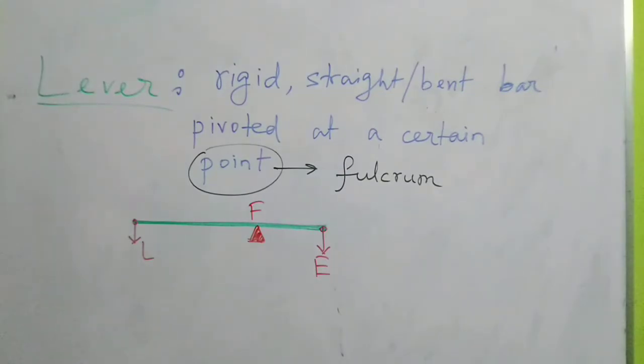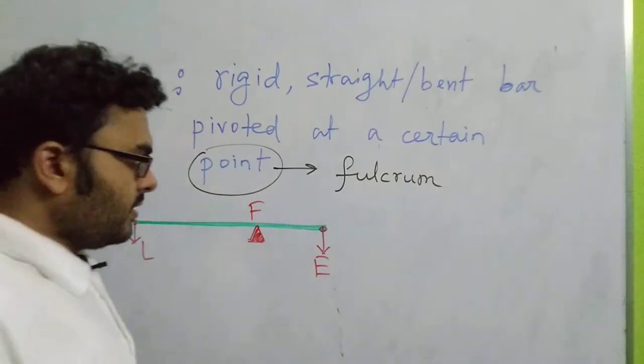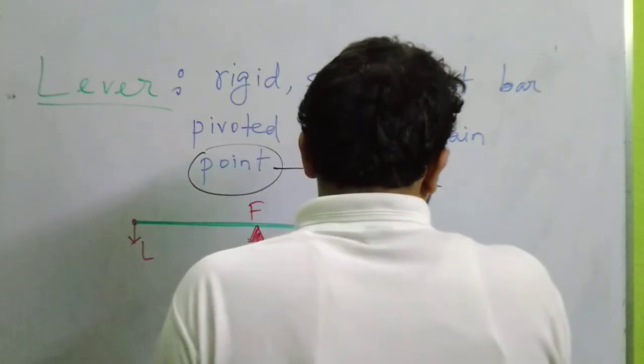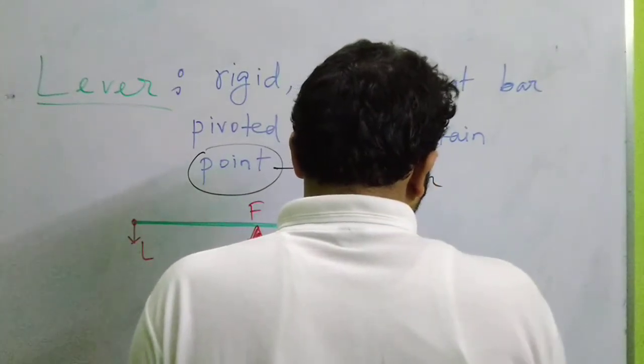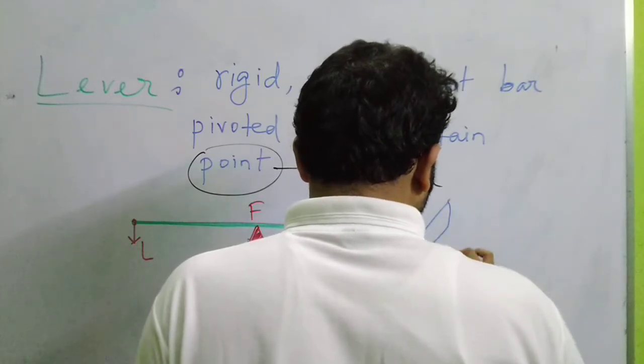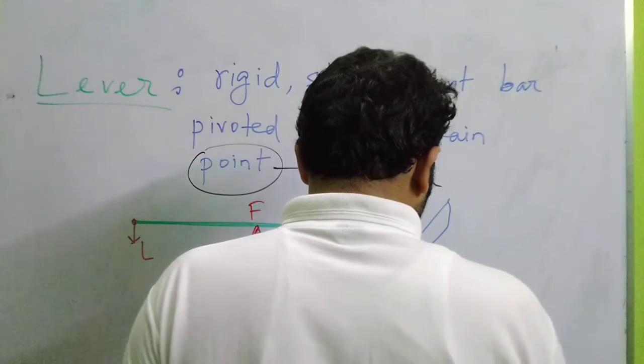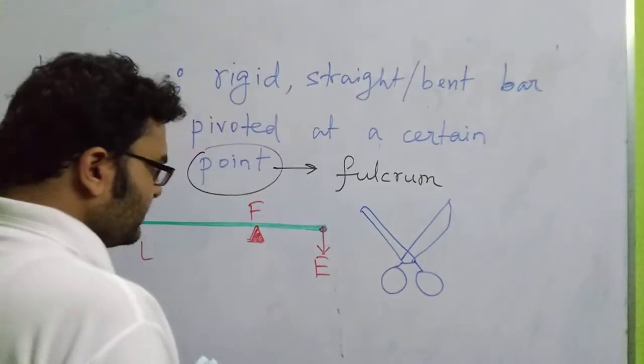So actually, a schematic diagram of a lever can be taken like this: there is a fulcrum, a point where the load is overcome, that is the load point, and a point where the effort is applied is called the effort point. Now compare this example with a scissor. A scissor has two blades like this. It is pivoted here, and here is one arm, here is another. So this is an example of a lever.